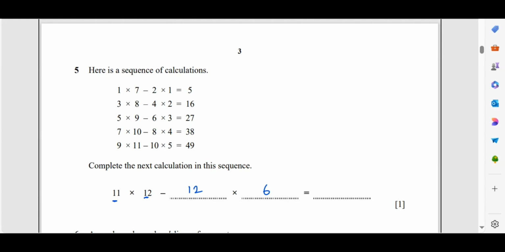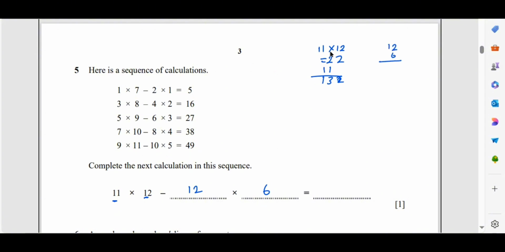So let's do that. 11 times 12, that will give you 2 times 1, that will give you 2. 2 times 1 also, that will give you another 2. 1 times 1 will give you 1. So you add it up, that will give you 2 here, 3 here, and 1 here. So this is what you have here, minus 12 times 6.